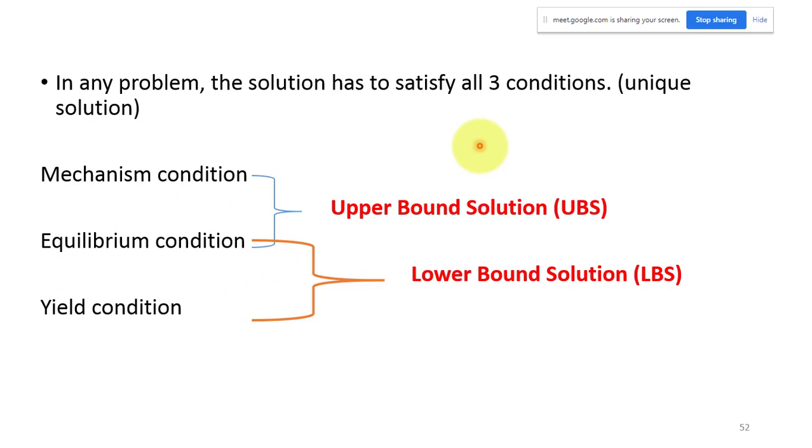Your equilibrium condition is compulsory. It has to satisfy equilibrium anyway. And apart from equilibrium, any one other condition, either mechanism or yield condition. Depending upon that, we have two types of solution, upper bound and lower bound solution, or we have two theorems, you can say, the upper bound theorem and the lower bound theorem.